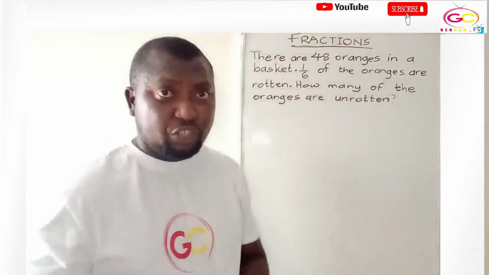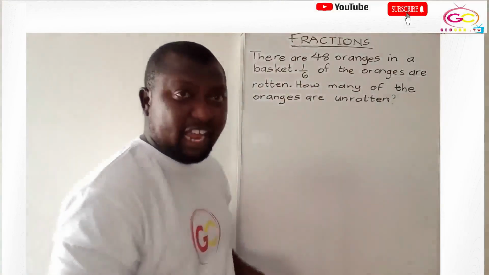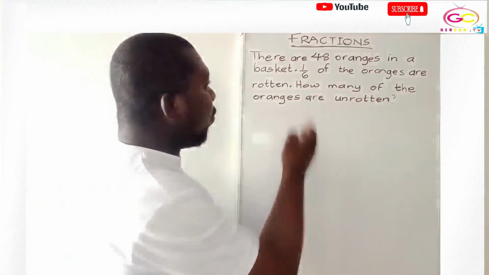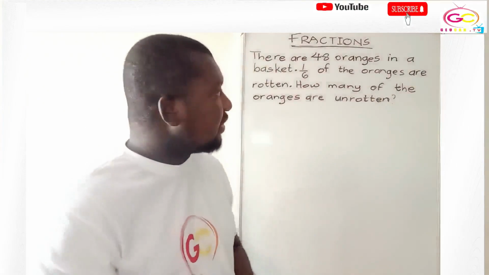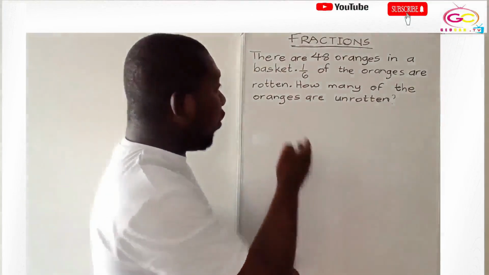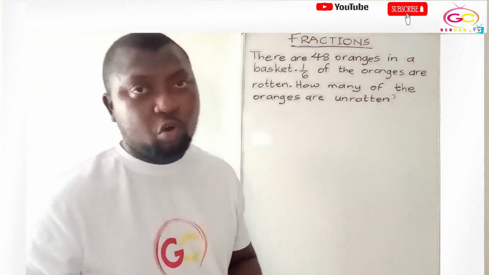Amazing. Now, let's read the question. There are 48 oranges in a basket. Good. 1 over 6 of the oranges are rotten. Now, how many of the oranges are unrotten?